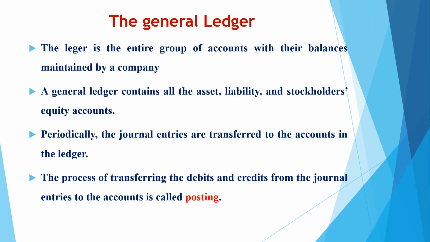Now we have finished explaining the general journal. Let's go to the general ledger. Actually, the general ledger is prepared directly after the general journal. It is the entire group of accounts with their balances maintained by a company. It consists of all the accounts of assets, liabilities, and equity. Actually, the amounts of the ledger are transferred from the journal.